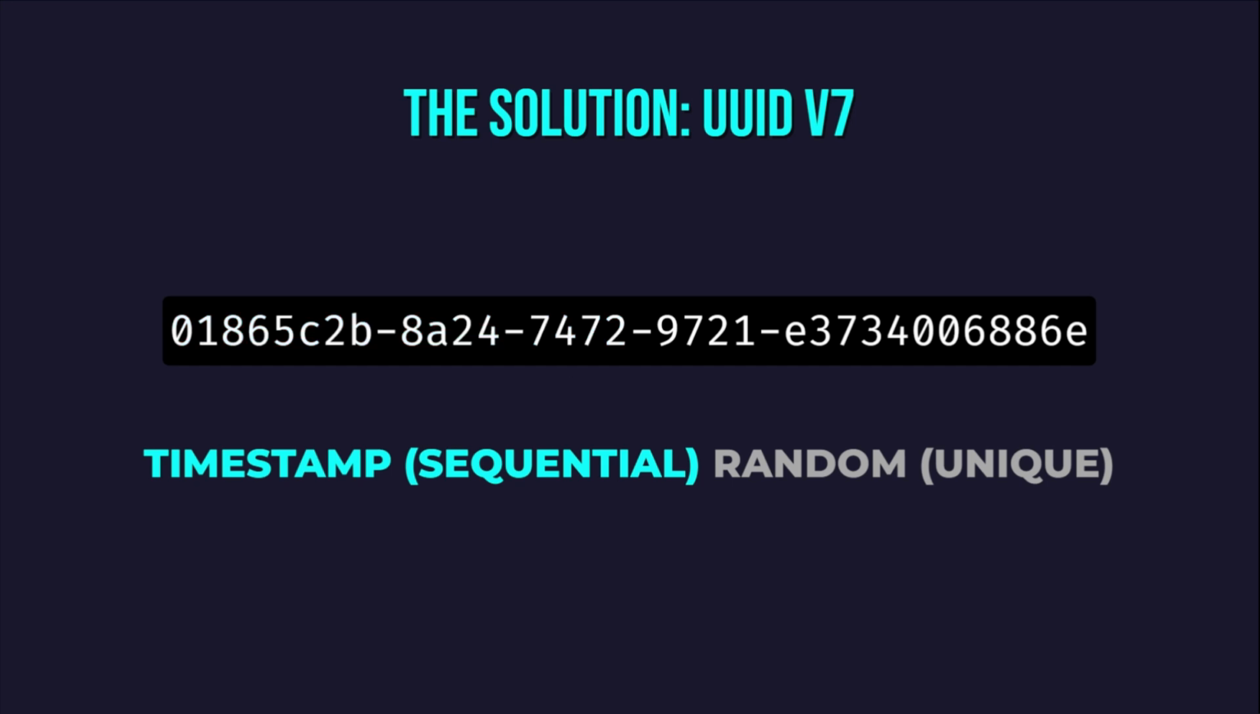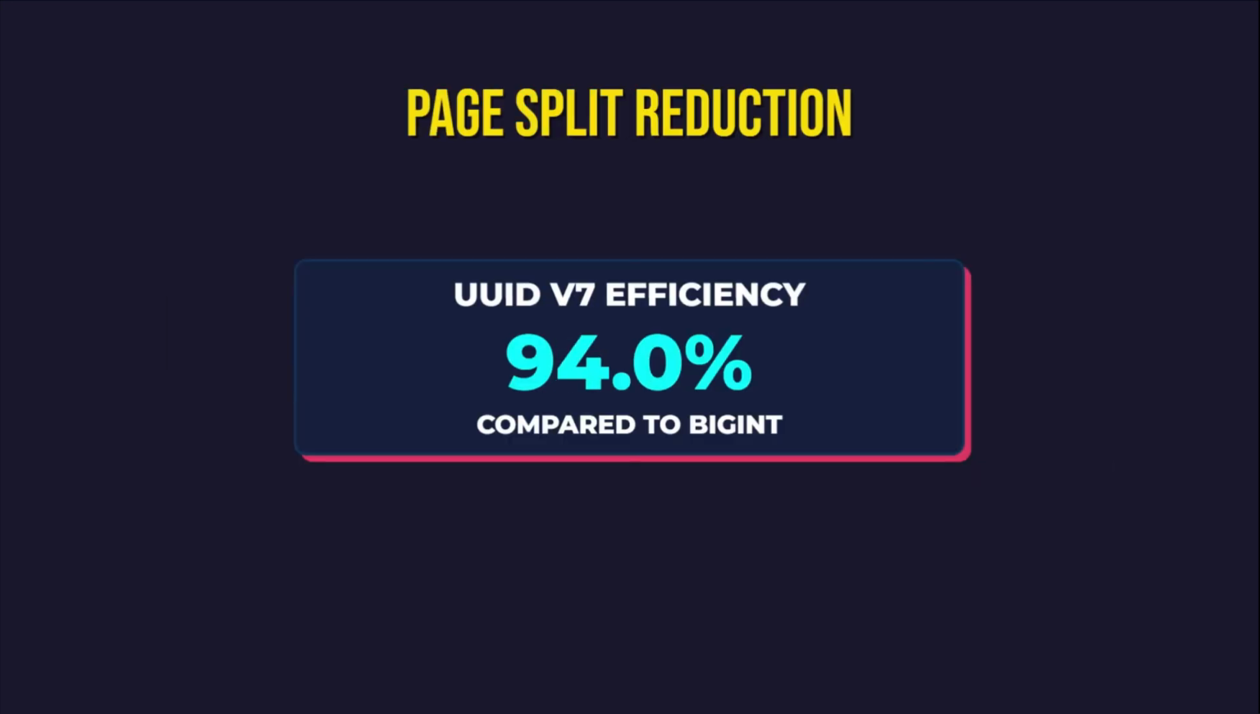ULID and the new standard UUID version 7 incorporate a high-resolution timestamp prefix, ensuring that newly generated keys are mostly sequential. This hybrid approach retains global uniqueness while restoring B-tree efficiency. By maintaining insertion locality, UUID version 7 reduces page splits back to levels comparable with BigInt, typically within 5% deviation. System architects should prioritize these sequential unique identifiers when designing microservices that merge data from multiple sources, eliminating the need for complex sequence coordination while maintaining high write throughput.